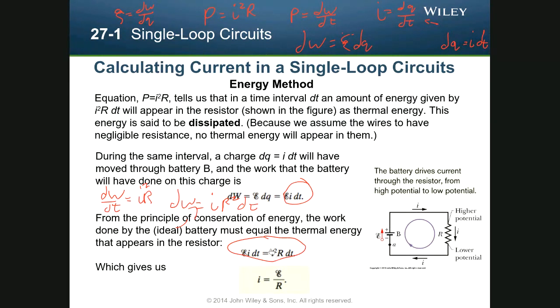All right? And so from the circle equation, which is squiggle I dt equals I squared R dt. You just cancel everything that repeats itself, so there's an I dt, and you get squiggle is equal to I times R, which, solving very simply, gives you that I is equal to squiggle over R, or the EMF over R.